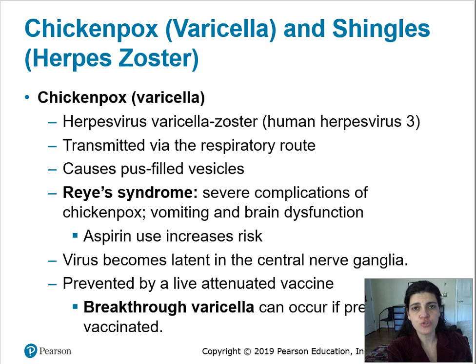The virus, usually after chickenpox is over in childhood, can migrate to the central nerve ganglia. Remember where that is? The ganglia that is very close to the spinal cord. And that virus can become latent there, incorporated into the host genome. So that little DNA from the virus becomes a provirus, sits latent in that nerve until one day, let's see the next slide.